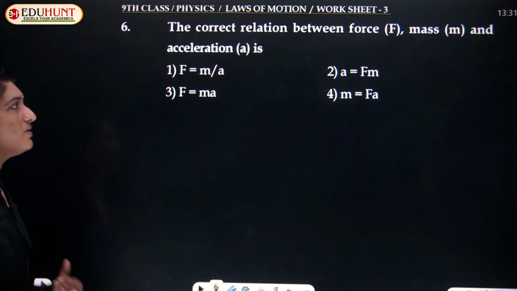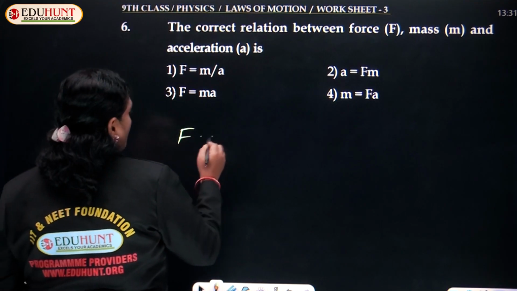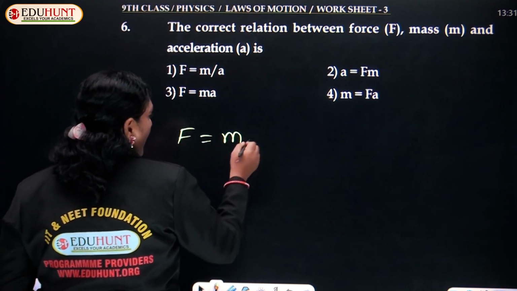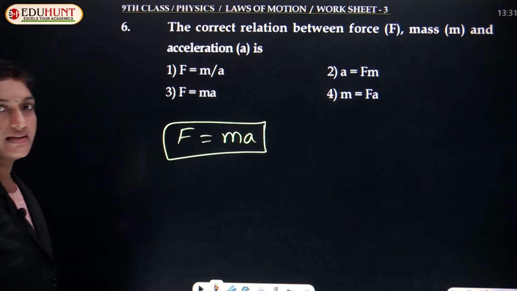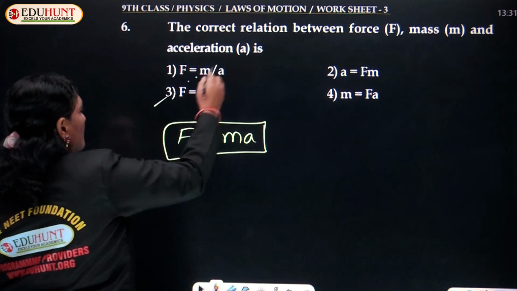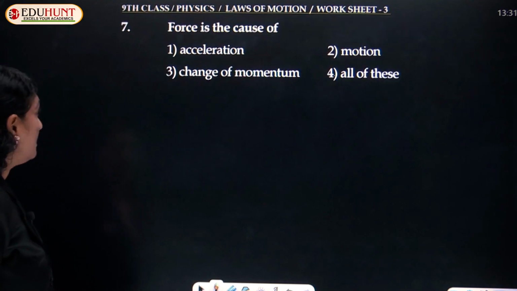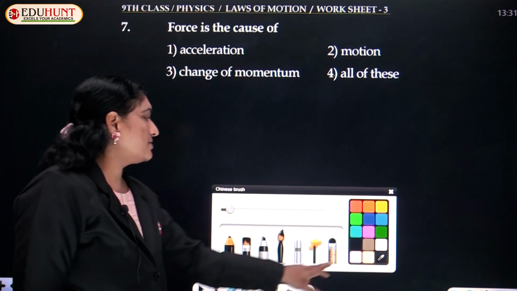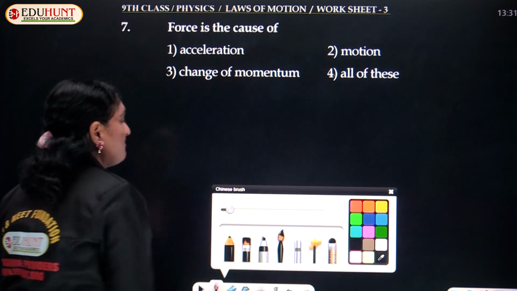The correct relation between force, mass and acceleration is... So just now we have discussed that F is equal to ma. So what is the correct relation between force, mass and acceleration? F is equal to ma. So option 3 is correct. Okay, now let us discuss the next question, that is question number 7.